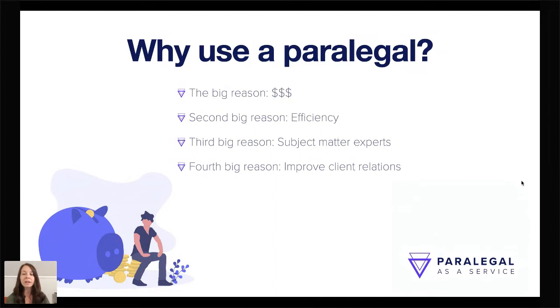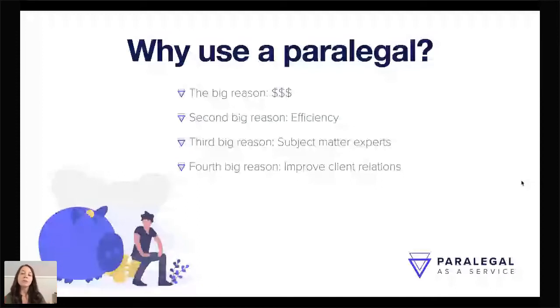So you are getting a subject field expert when you hire them, so they can really help navigate a lot of the different systems that are out there and know what's going to be the best practice moving forward for you too. So they can really help with that if that's something you would like help with.